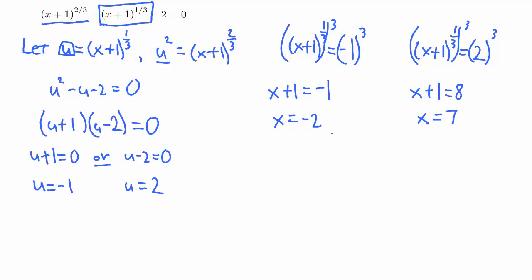Now, these we might need to check, because they might not be solutions, but once we've checked these, they are in fact going to be solutions. So we plug in negative 2 plus 1 is negative 1, and 1/3 just means the cube root. The cube root of negative 1 is negative 1. Fantastic. That means negative 2 works. Plug in the 7. 7 plus 1 is 8. The cube root of 8 is 2. Fantastic. They both check out. Therefore, our solution set is negative 2 and 7.